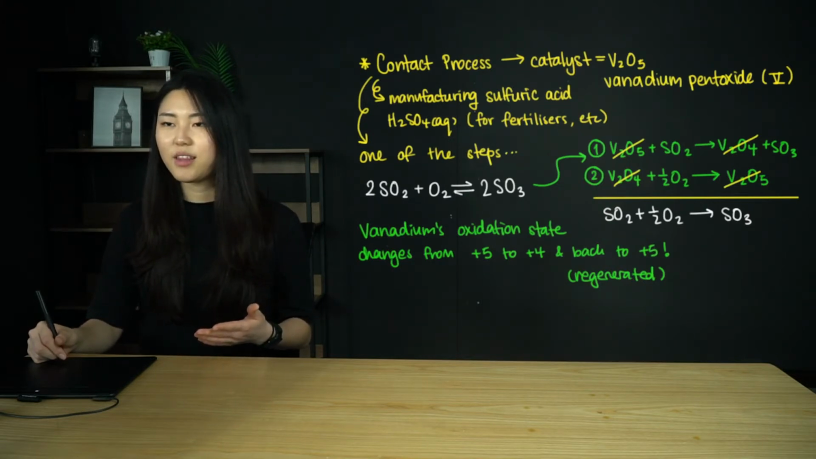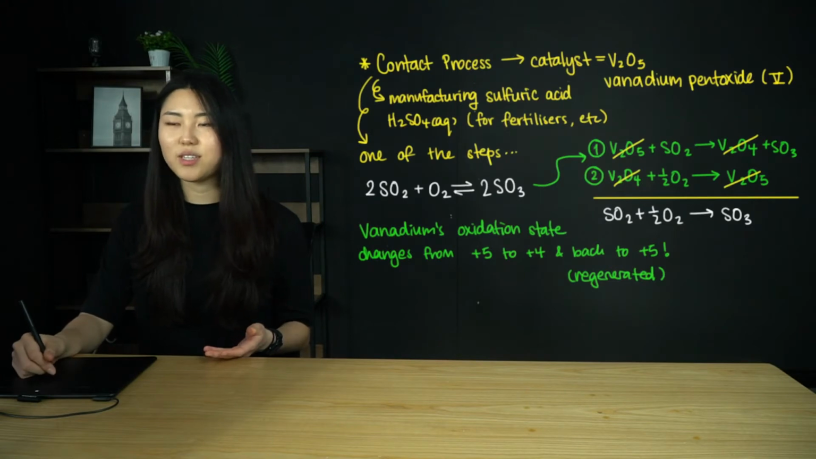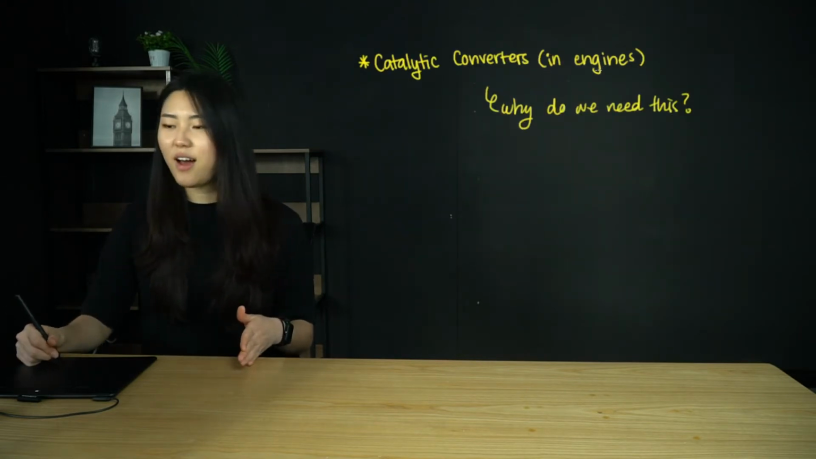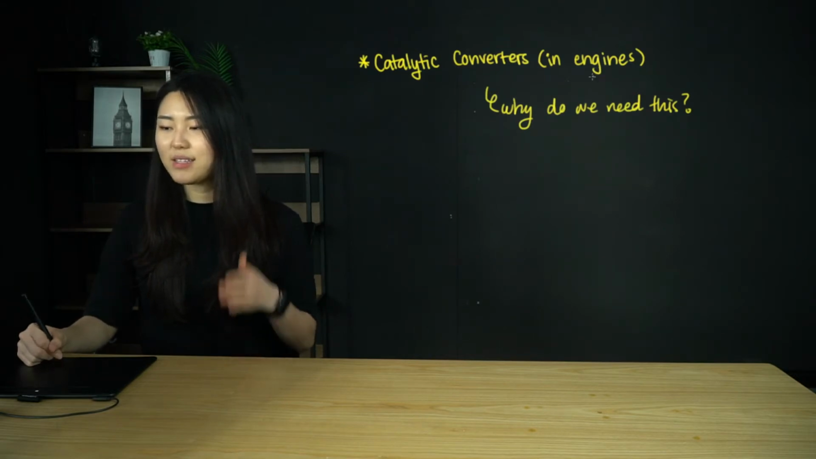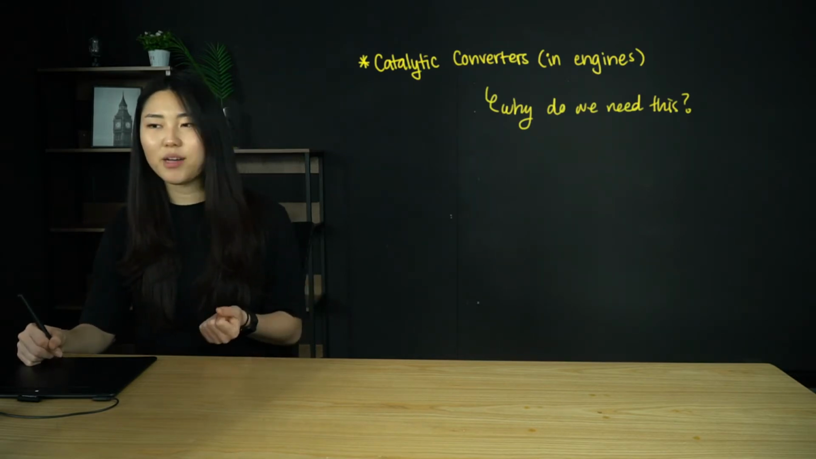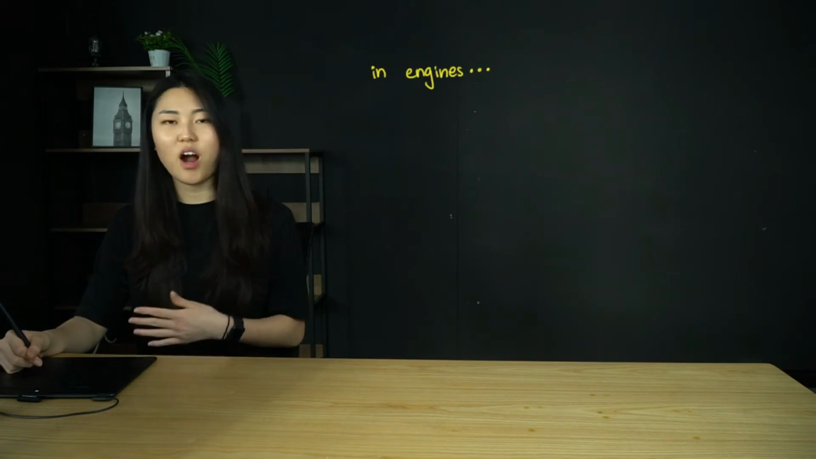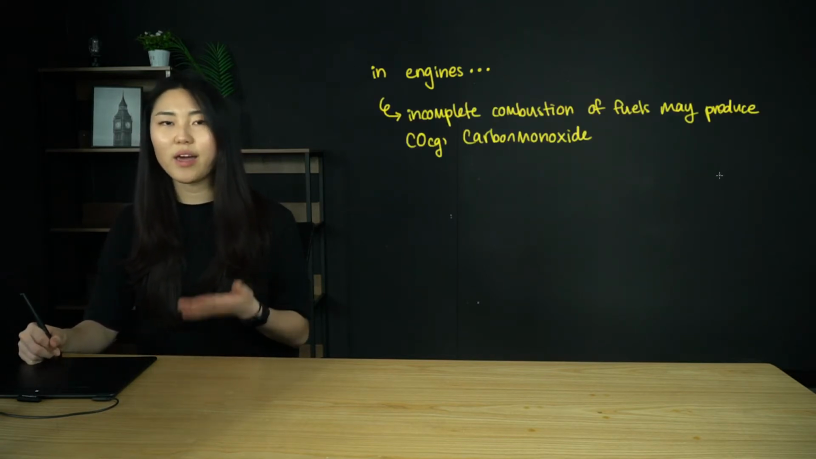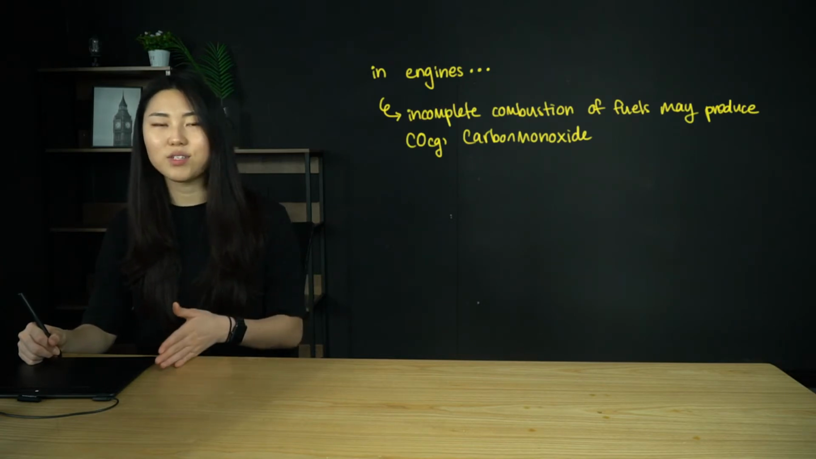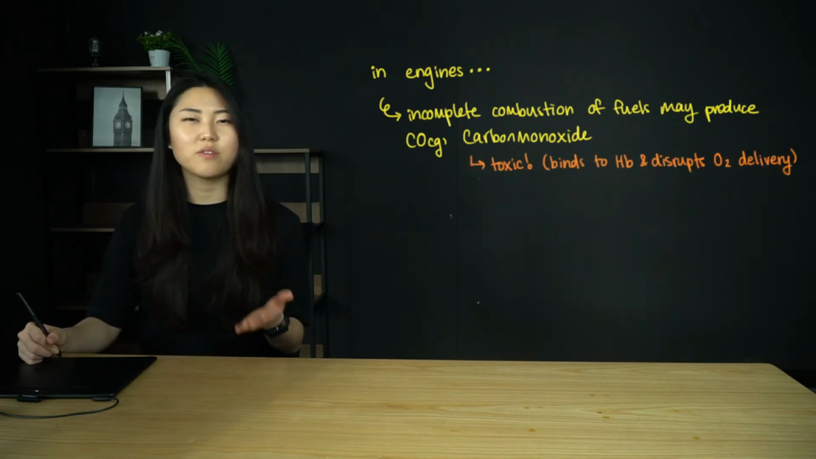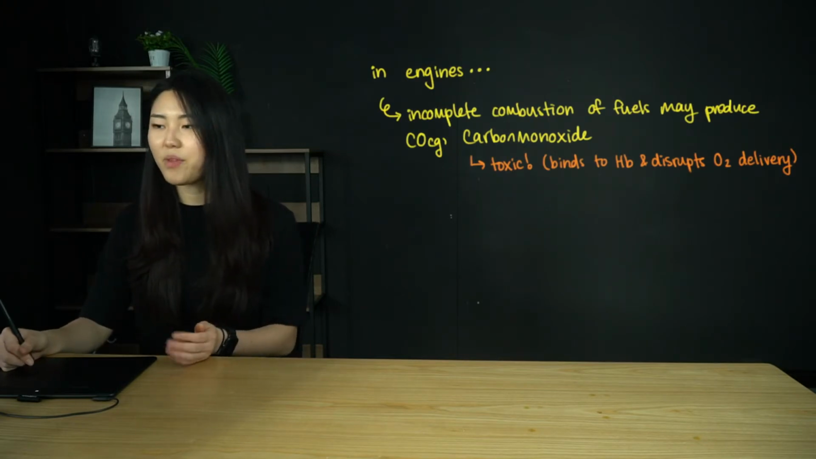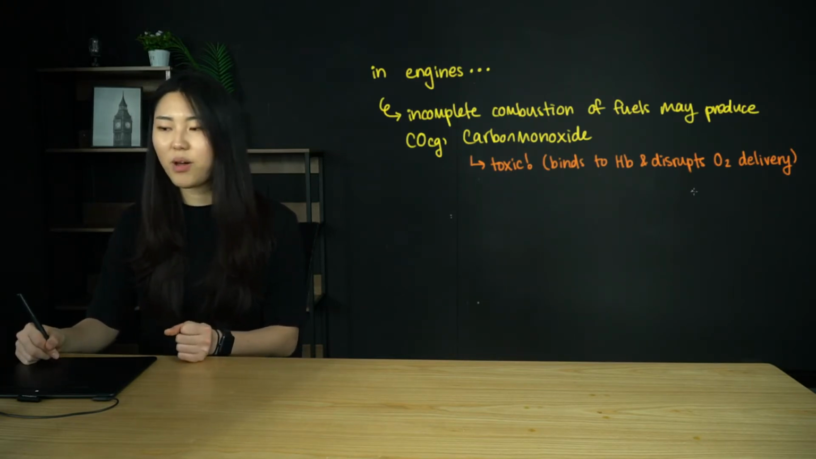And over here, catalytic converters in engines. So in engines, first of all, why do we need catalytic converters? The reason is in engines, incomplete combustion of fuels may produce carbon monoxide. And we have discussed in part 1 why it's toxic, right? It binds to hemoglobin basically irreversibly, and it's going to disrupt oxygen delivery inside our body.